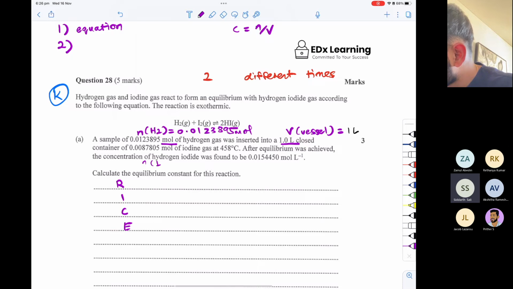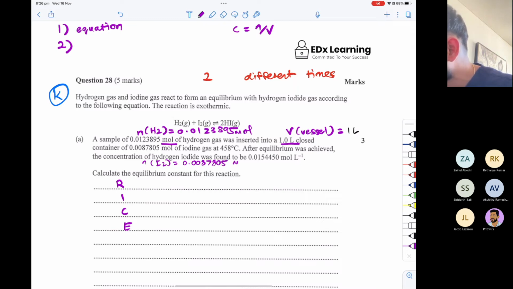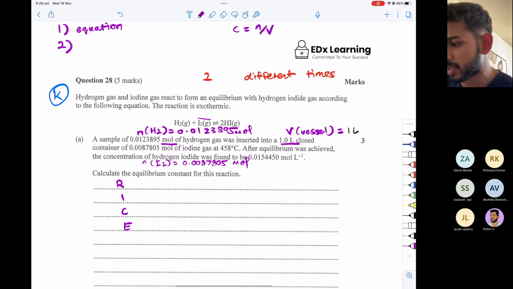0.008705 moles of I2. Good. So I want to hear N of I2 is equal to that value. Okay. Good. N of I2 is 0.0087805. And feel free to write this data underneath the exact substance. So you could write that underneath I2. You could have written the H underneath H2. That's good to do. But I'm just writing it generally for now. Good. What else do we have, everyone? Akshita, keep going.